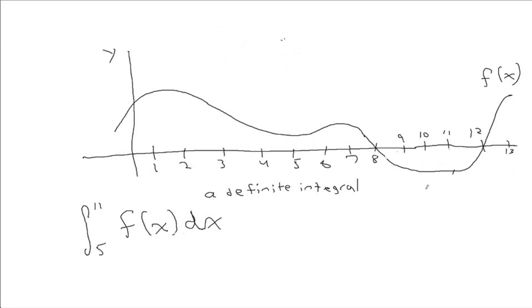Okay, now this one is a little bit trickier. How would we calculate this? Well, clearly we're starting at 5 and going to 11. But now the curve is partly above the axis and partly below the axis.